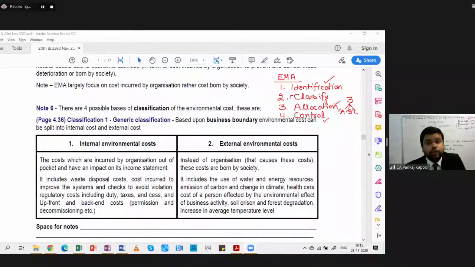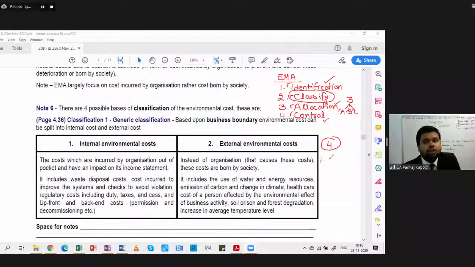Hence, in today's class, in the next 1 hour, we are going to learn how we can identify the environment related cost, how we can allocate the environment related cost, and how we can control the environment related cost. Now, in order to give you more confidence, please listen to one more thing. Friends, in order to classify the environment related cost, there are 4 methodologies.